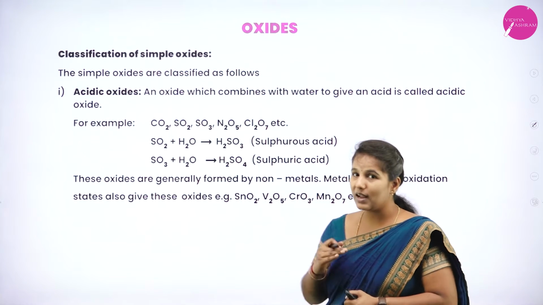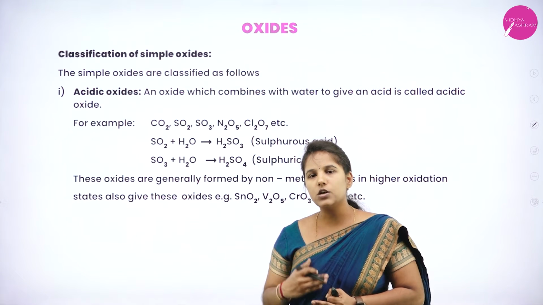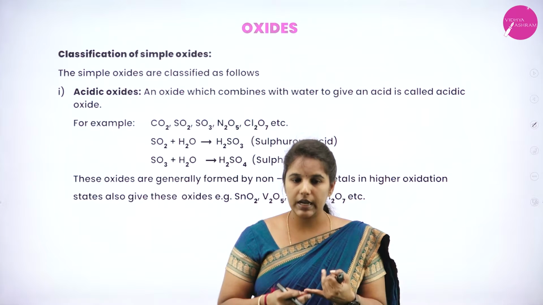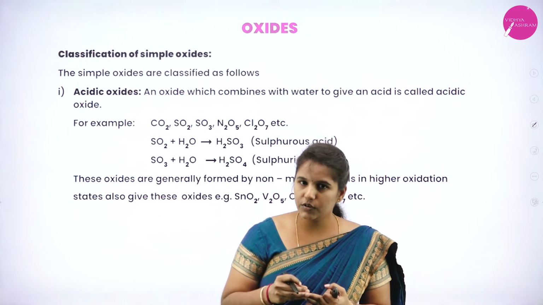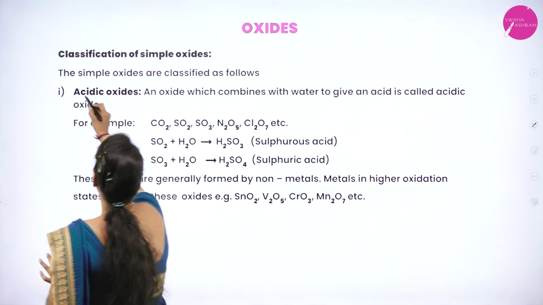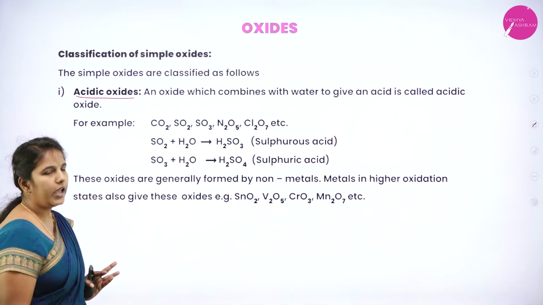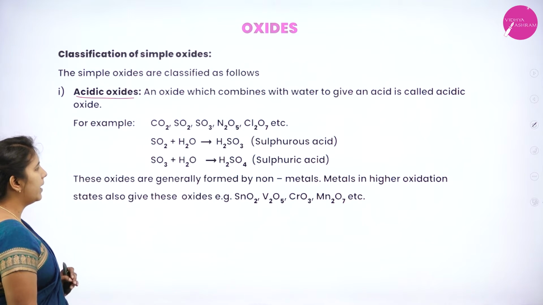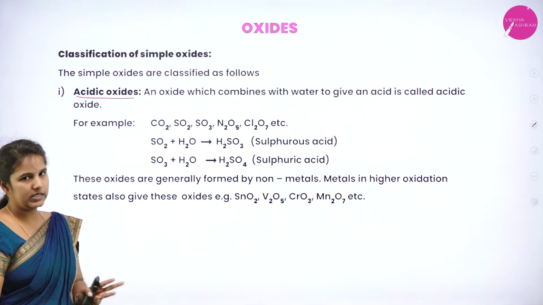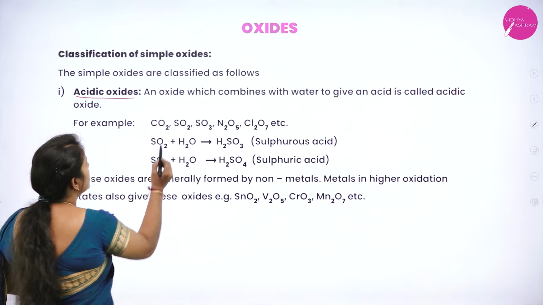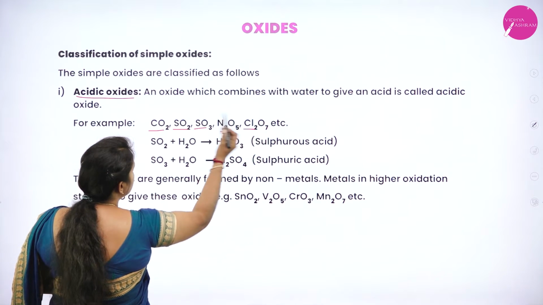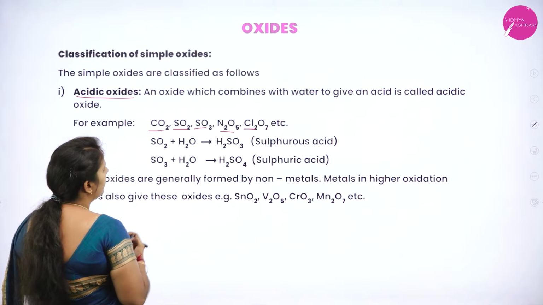When it comes to the classification, these oxides are of four types. The first one is acidic oxide, then basic oxide, amphoteric oxide and neutral oxide. First we will see what acidic oxides are. Acidic oxides are oxides which combine with water to form an acid. Examples are carbon dioxide, sulfur trioxide, N2O5, Cl2O7, etc.